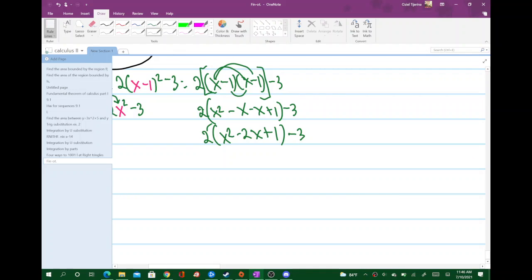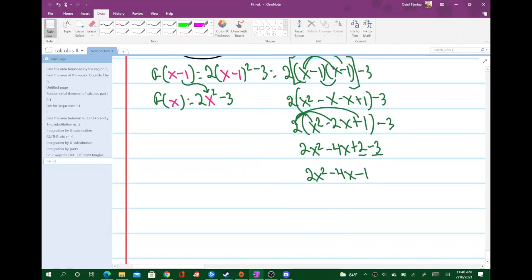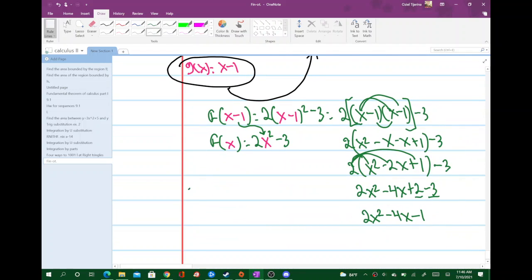Then I distribute my 2. I have 2x squared minus 4x plus 2 minus 3. Now combining like terms, I have a 2 and a negative 3, so I have 2x squared minus 4x minus 1. And this is what f composed with g of x would be. So really, it's going to be 2x squared minus 4x minus 1.